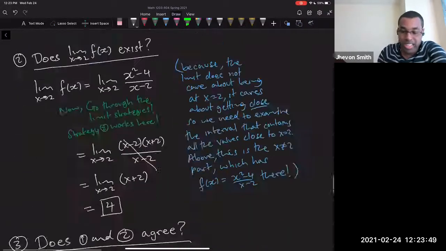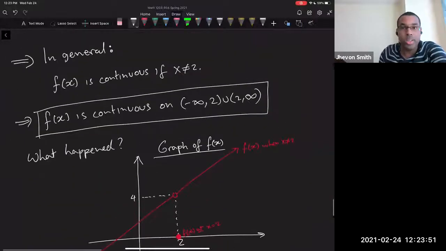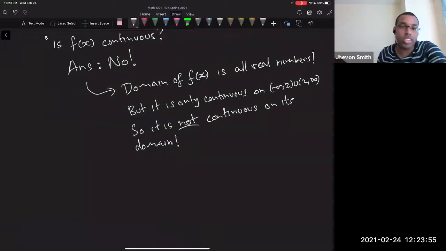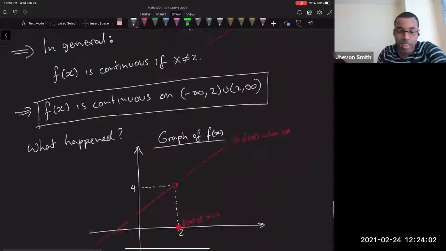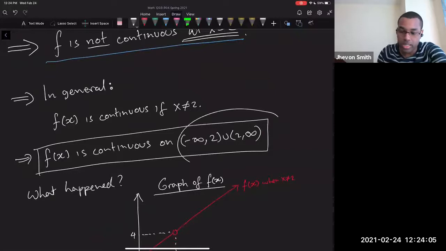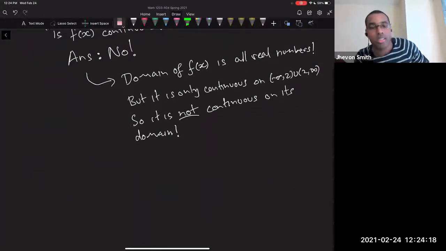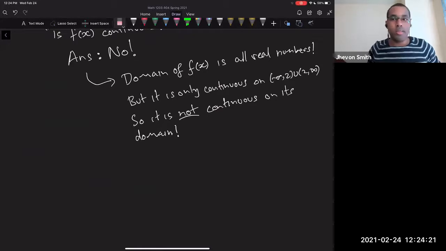However, it's not continuous on all real numbers. We just showed that it's not continuous at 2, which means it's not continuous on its domain, which means it's not a continuous function. It's not continuous in general. I can tell you where it's continuous specifically. It's continuous on this interval. Does that make it a continuous function? No, because its domain is bigger than that interval. There are things in the domain of this function that are not in the continuity interval of the function.